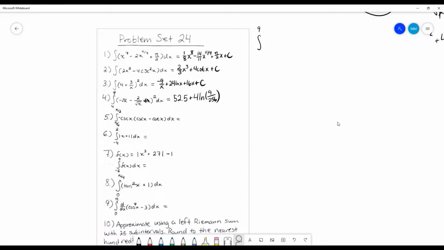Next up, we have number 5 here. This is another trig one. Let's take a look here. So we've got negative cosecant of x times, in parentheses, a positive cosecant of x minus the cotangent of x. First thing we have to do is distribute that negative cosecant.